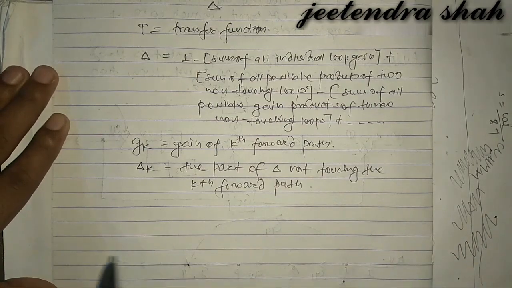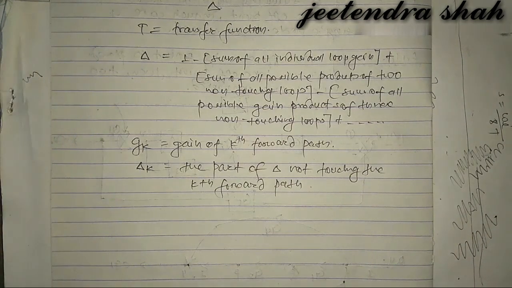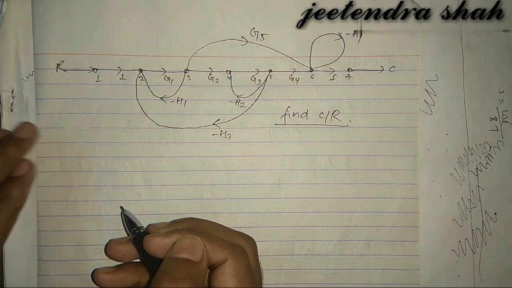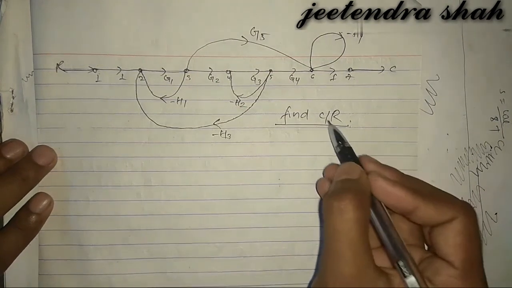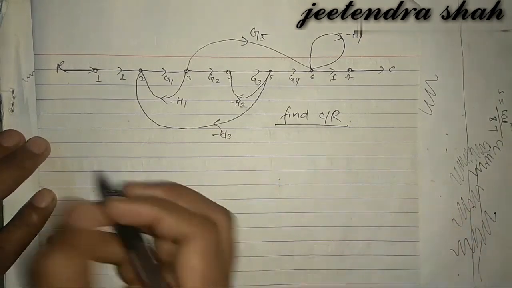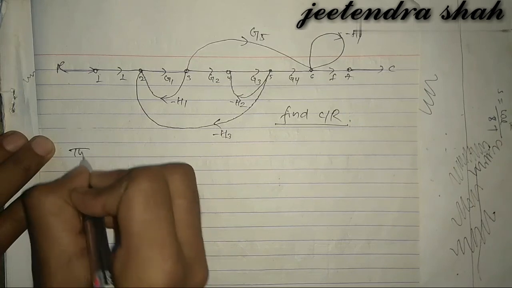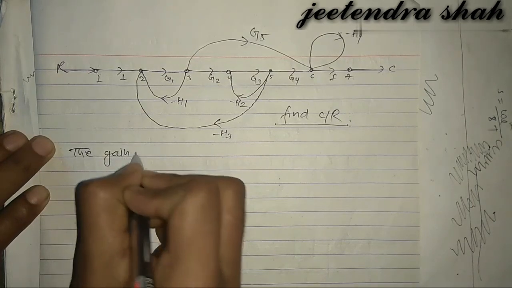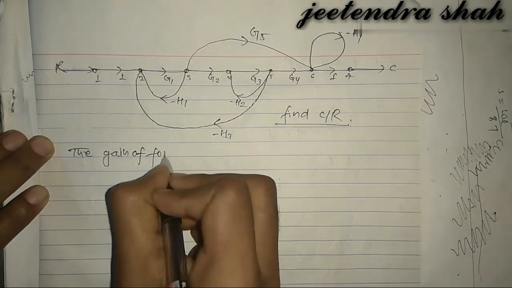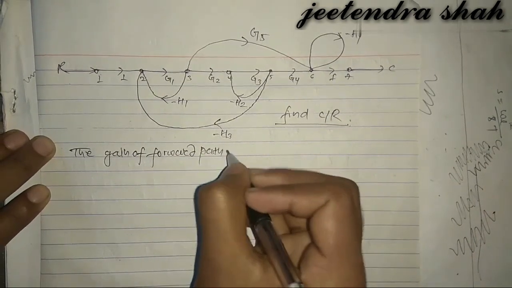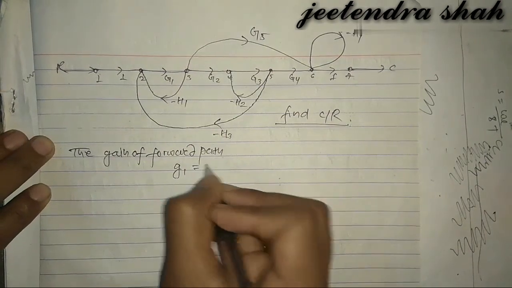So that was related to Mason's gain formula. Now I am going to solve problems related to this. Here we have the given signal flow graph, and we need to calculate the ratio of C upon R, meaning the overall transfer function. The first step is to calculate the gain of the forward paths.